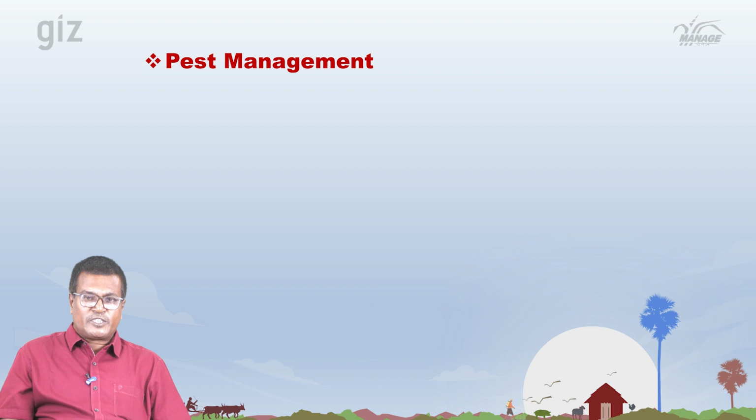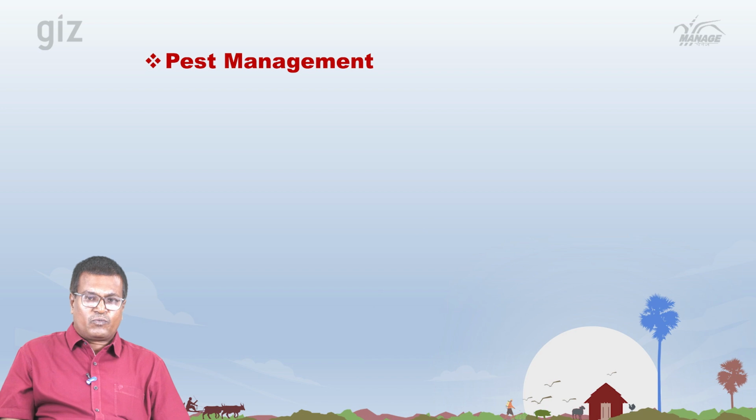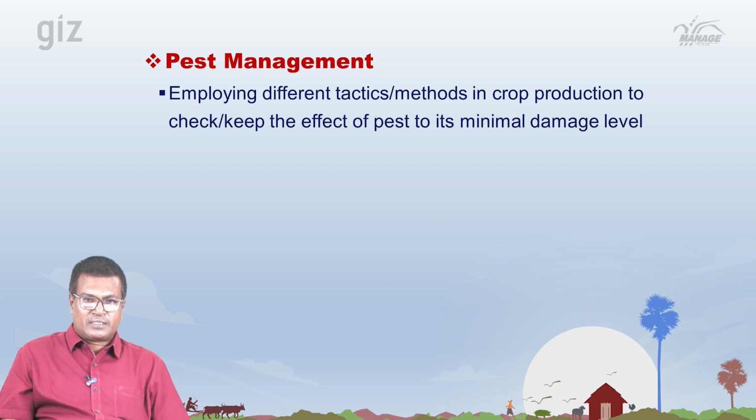So then what is pest management? We know that these living things cause a lot of damage or ailments to the crop we are going to take up. To ward them off from doing the damage, we employ different tactics or methods in crop production to keep them away from feeding on the crop, or to keep their damage to a minimal level. We employ different chemicals, different cultural practices, and some mechanical devices to get the result.